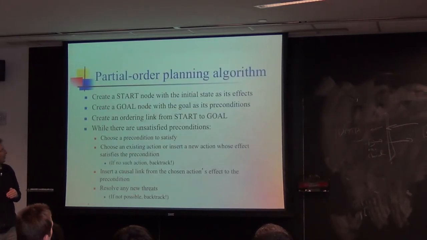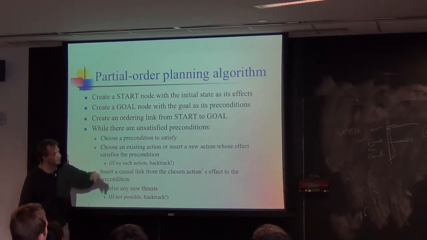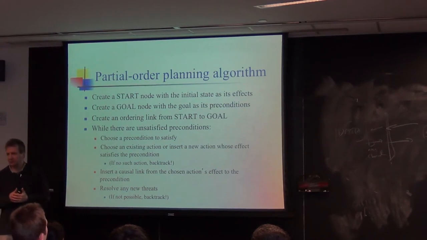So let's see a little bit how it works. The first thing you do is you create a start node with the initial state as its effects, as I said. Create a goal node with the goal as its preconditions. And so you see that you're already thinking, all right, I must be doing some kind of matching up, as you would expect, from the postconditions or effects to the preconditions. And I'm trying to work this together so that I'll have a consistent binding of those actions such that I will be able to generate a plan. So I'm going to create an ordering link from start to goal. As I said, you're going to start before you finish.